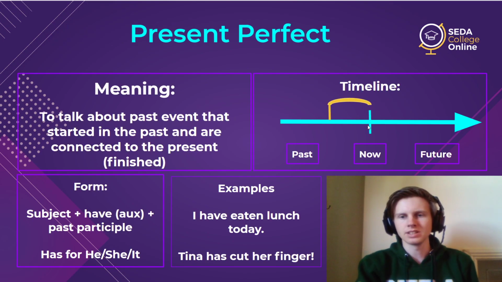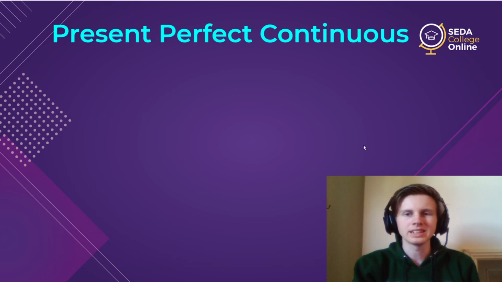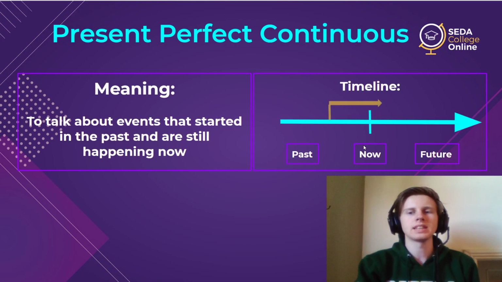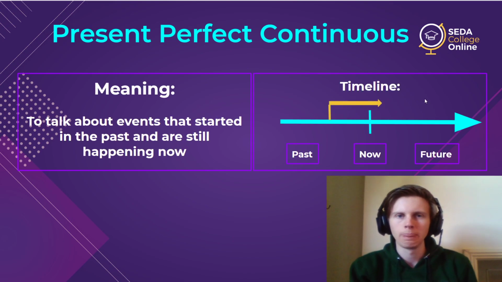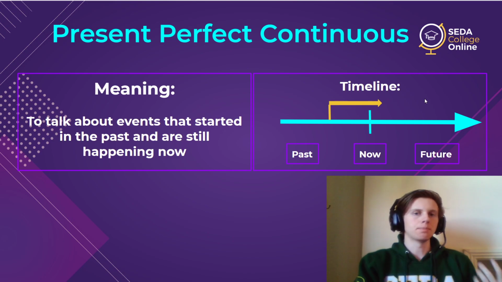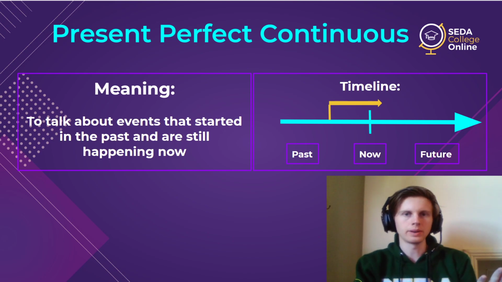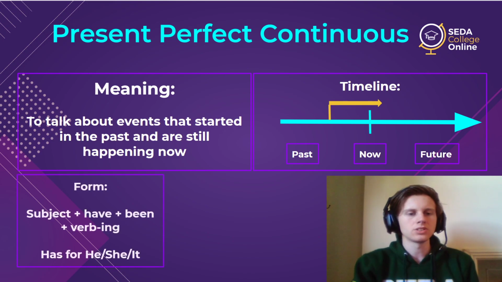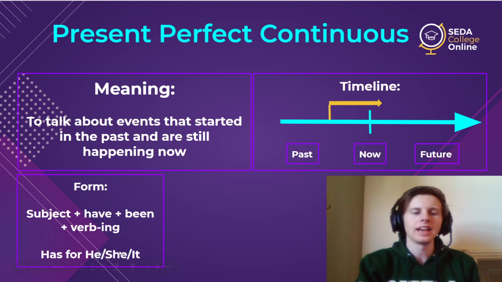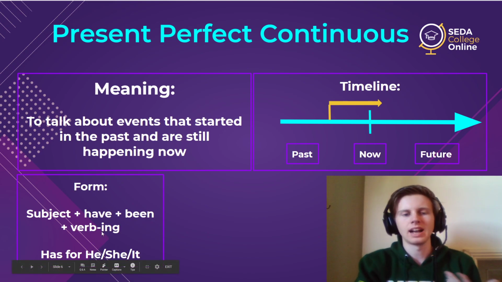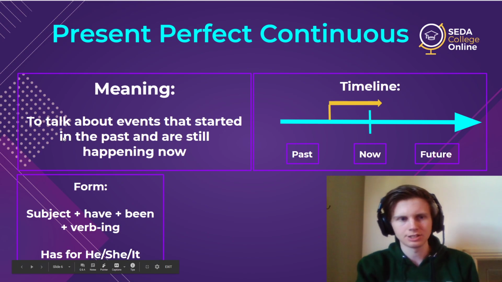The present perfect is finished now, but the continuous is still going to happen. It's still going to move forward. To make it, we combine the have auxiliary and the be auxiliary. So we have "have been verb-ing." We have the perfect auxiliary have, the continuous auxiliary be, and then the verb with the present -ing form. And as always, we have "has" for he, she, and it.